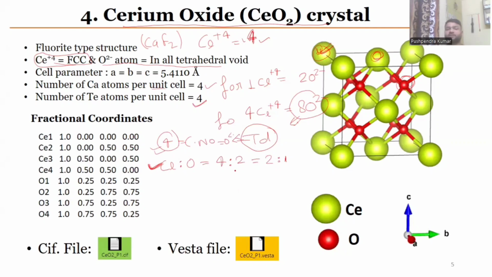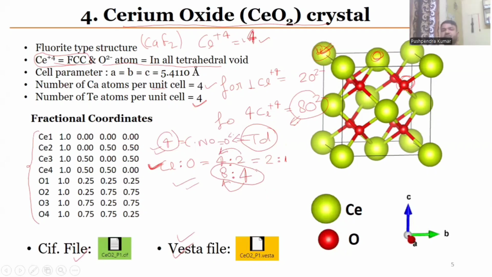So if the coordination number of the oxide ion is 4, but the charge is double on the cerium ion, the coordination number will also be double, as in it will be equal to 8. So we can say from here the coordination number ratio of cerium to oxygen ion will be 8 is to 4. These are the fractional coordinates corresponding to this crystal structure, and this is the CIF file, and this is the VESTA file. From these we can open these files and visualize the crystal.